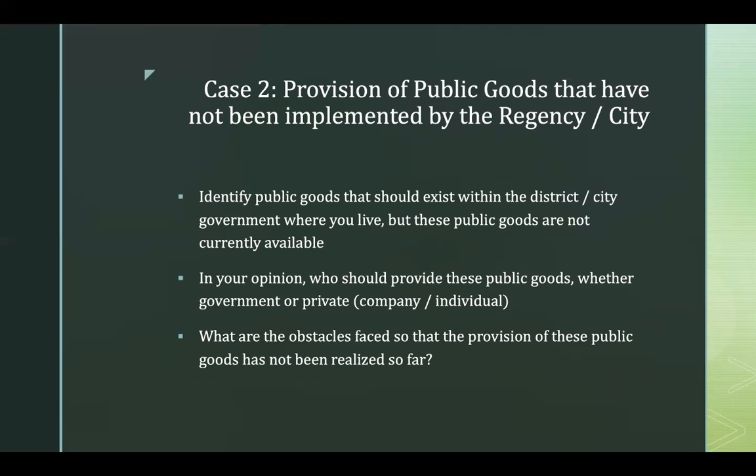You propose what the government has to provide for the public goods in your city. Second, in your opinion, who should provide these public goods, whether government or private? And what are the obstacles faced so that the provision of these public goods has not been realized so far? That's your analysis. Why? For example, why does the government in your city not make the park? Because maybe the budget, or maybe the location, or something. You can explain it later.